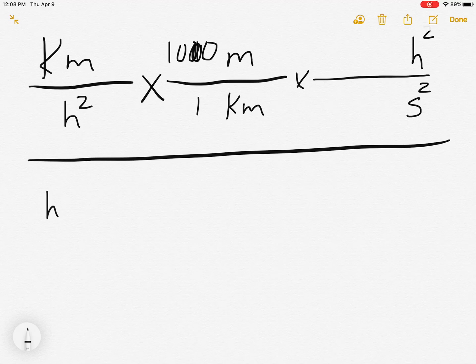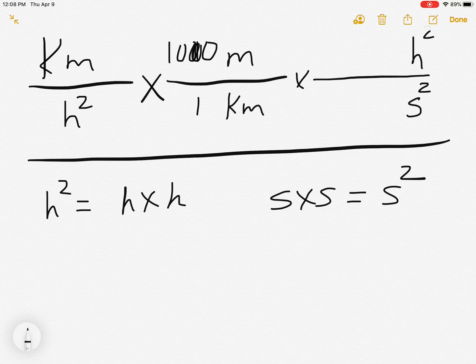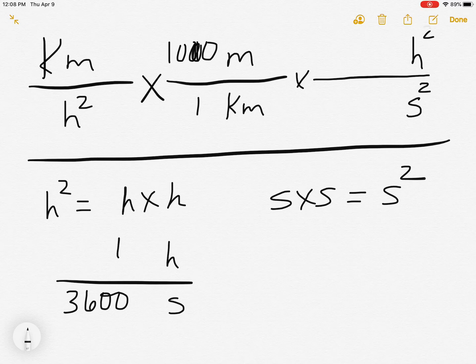Okay, let's think about this for a minute. Hours squared is hours times hours. And so what we have to basically do is square our entire factor. See, seconds times seconds is seconds squared. So if we were just going hours to seconds, we would write 1 hour on top and seconds on the bottom, and we would write 1 hour is 3,600 seconds, right? But we're not doing that.